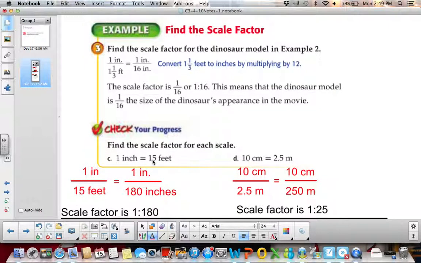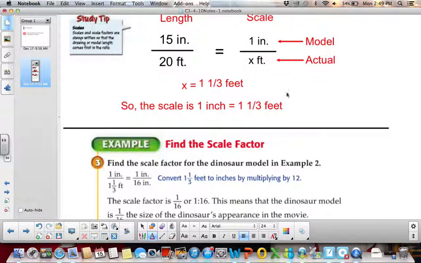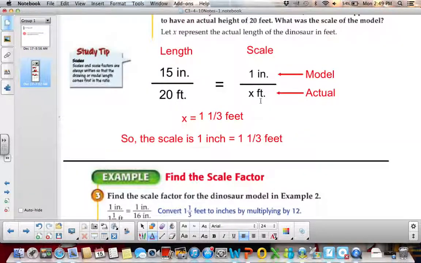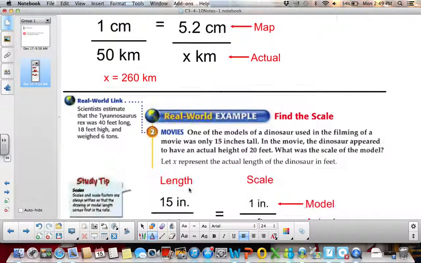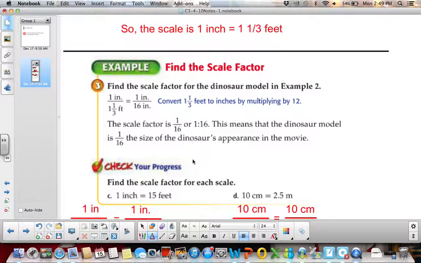This is our scale, and it's telling us that for every 1 inch on the model, the actual dinosaur in the movie is 1 1/3 feet, just like on our map, where for every centimeter, it's 50 kilometers in the real world. Our scale factor is telling us that the model is 1/16 the size of the actual dinosaur in the film.